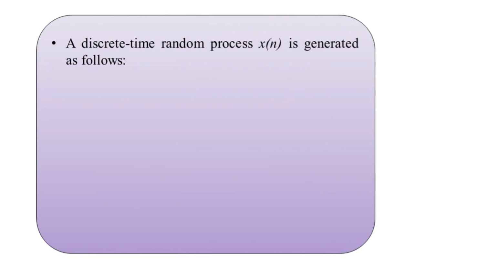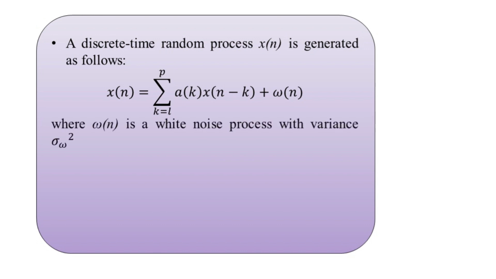So very first of all, we shall begin with the problem statement. The problem statement starts with a discrete time random process x of n, generated as follows. x of n is computed by the summation k equal to L to P of a of k into x of n minus k, added to w of n, where w of n is nothing but a white noise process with the variance represented as sigma suffix w square here.